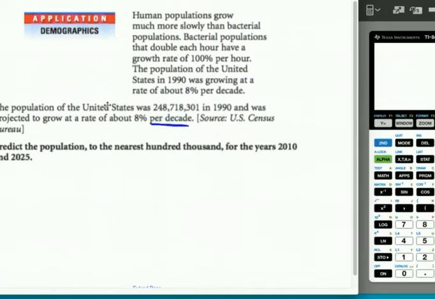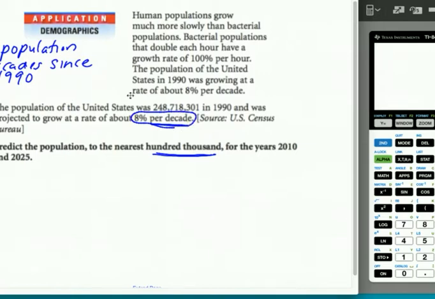We're going to use this information to predict the population to the nearest 100,000, which is not a decimal value because it's weird to predict decimal people, for the years 2010, which we could actually check against the real statistical information, and 2025, which we're getting darn close to. So in order to do this, I need some information. First thing is I'm going to call P of T the population. Okay, I'm going to call T decades since 1990. The reason I picked decades is because the population is growing at 8% per decade, not per year. The reason I started in 1990 is that's when my initial value is. So T equals 0 is 1990, right?